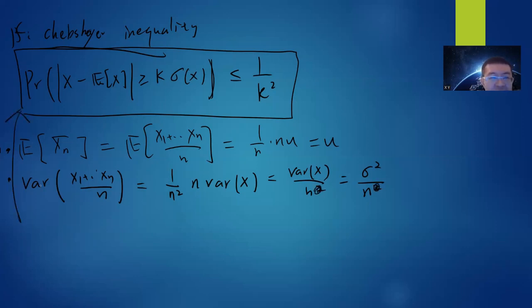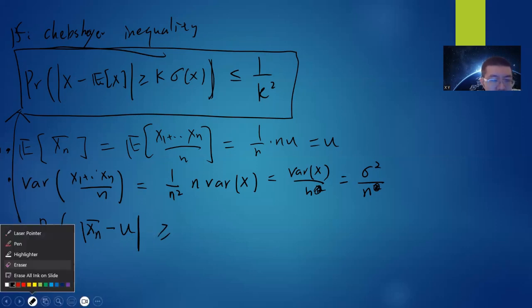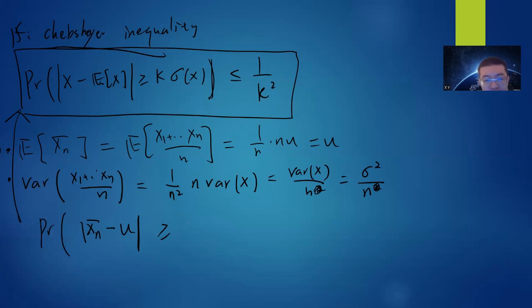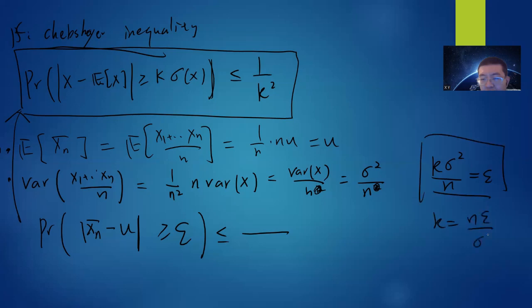Okay, so this means that the probability of |X_n bar minus the expectation value of X_n bar, which is mu| greater than or equal to k times sigma, where let's say epsilon is less than or equal to... so now k sigma over root n is epsilon. Okay, so now k is root n epsilon divided by sigma. So that means that what we are getting is 1 over k squared, right? So it's sigma squared over n epsilon squared.